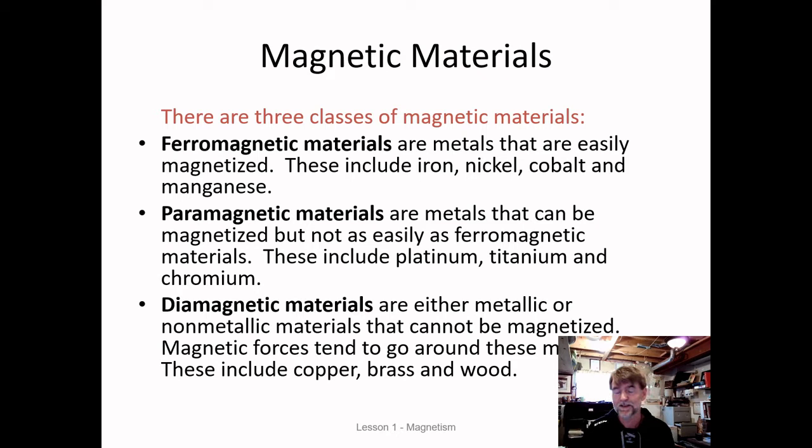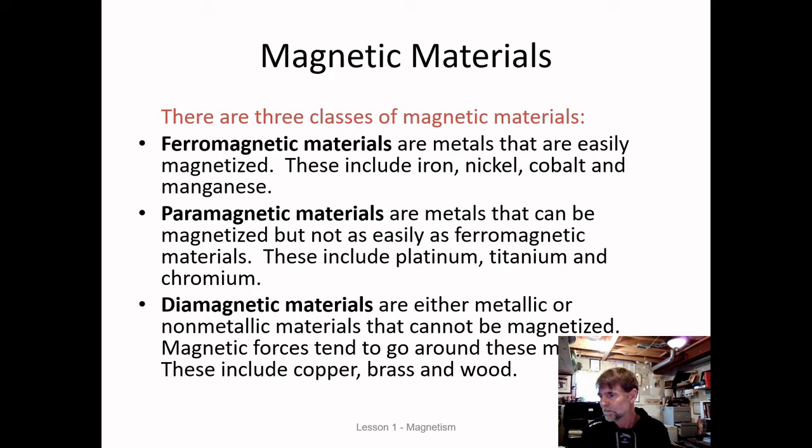More about that later. In between, we have this thing called paramagnetic materials, and it's just in between. Okay, some things can be magnetized. It takes a lot of effort, somewhere in the middle. So it's a sliding scale, ferromagnetic at one end, diamagnetic at the other end, and paramagnetic, kind of all the stuff in the middle. Okay, so just an introduction to some terms, because I will be throwing some of these out here occasionally.